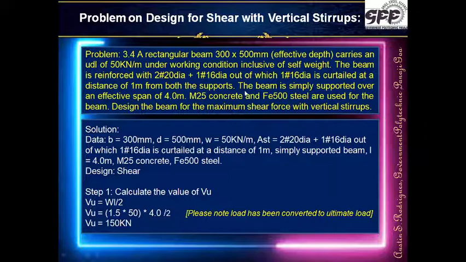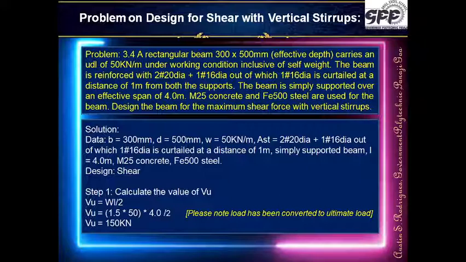The further details given over here are: the beam is simply supported over an effective span of 4 meters. M25 concrete and Fe 500 steel are used for the beam. Design the beam for maximum shear force with vertical stirrups. Now over here the instruction is to design the beam for maximum shear force with vertical stirrups.